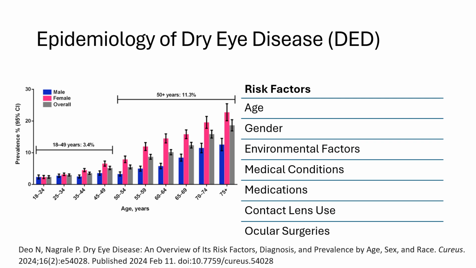Dry eye disease in men is found to be 10.5%, whereas in women it's found to be 17.9%. Risk factors include age, gender, environmental factors, medical conditions, medications, contact lens use, and ocular surgeries. Higher rates of dry eye disease have been observed in Asian populations, showing 31% in China as compared to the US at 15%, in urban environments where pollution can play a significant role. Cultural factors such as differences in diet may also influence the prevalence of dry eye disease across different regions.